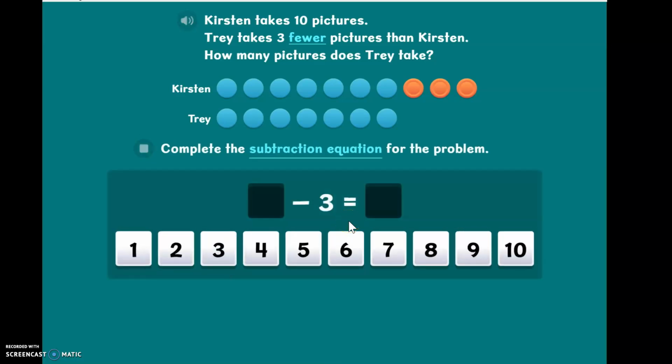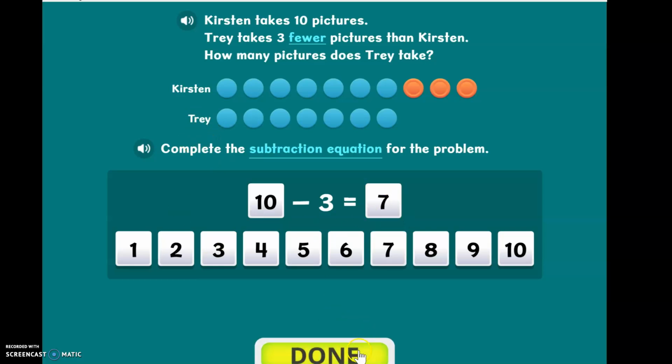Complete the subtraction equation for the problem. So my picture looked a little different, and that's okay. I still had them matched up and lined up. I just liked using a different color to represent Trey. So Kirsten had 10 pictures. Trey had 3 fewer than Kirsten. And then we knew, and we had already counted, that there were 7 pictures that Trey took.